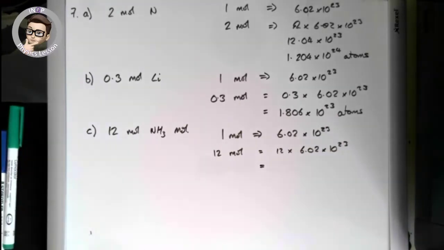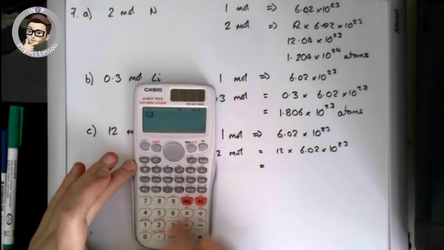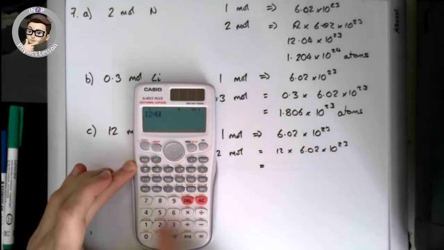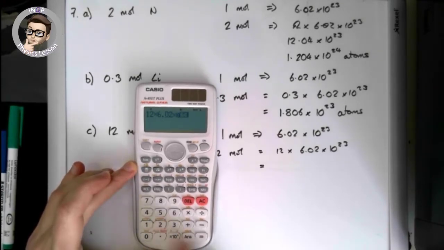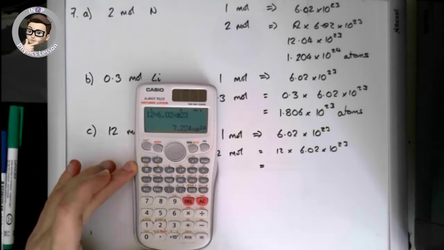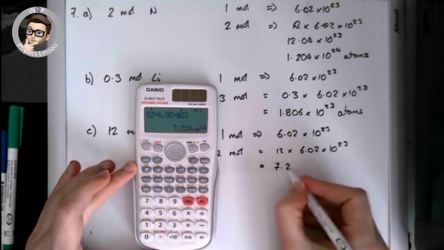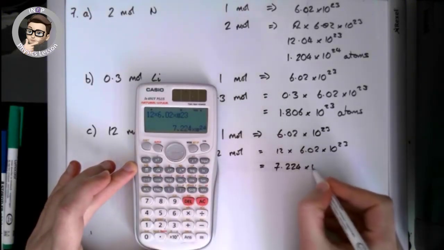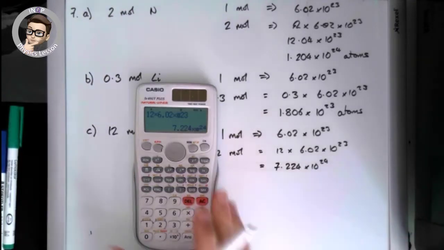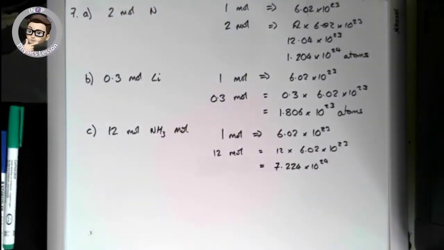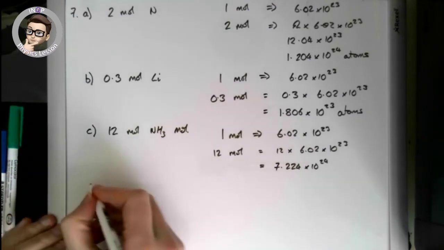Doing that on the calculator again, let's have a look. 12 times 6.02 times 10 to the 23, which is going to give us an answer of 7.224 times 10 to the 24. Really, really big number there. Massive number, in fact. Part D.